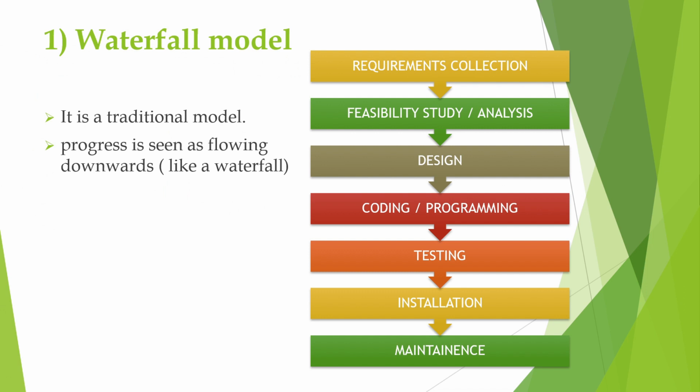What is this waterfall model? It is one of the basic and traditional models which we use to develop a software. Here you can see that the flow is moving downwards. That is the reason why we name it as waterfall model. You can see that it has got various stages like requirement collection, feasibility study, design, coding, testing, installation, and maintenance. So we'll see, stage by stage, how it works.